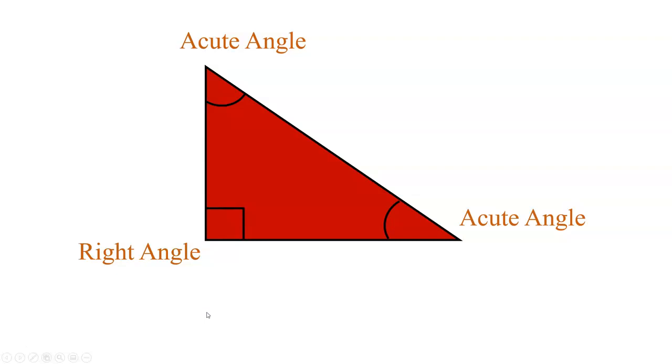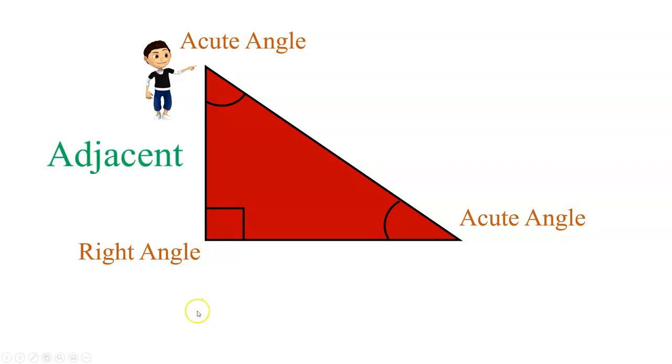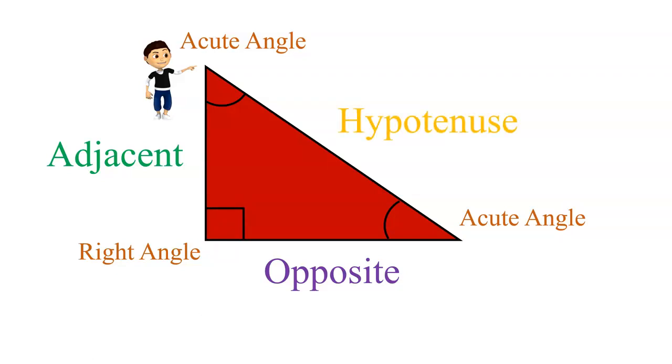And so based upon this, we began to name each side with its own independent name. The legs now had specific names, depending upon which acute angle you are referencing. So if I was at this particular acute angle, then the legs had very specific names. The leg right next to that acute angle was called adjacent, and the leg across from that acute angle was named opposite, and the hypotenuse kept its name as hypotenuse.